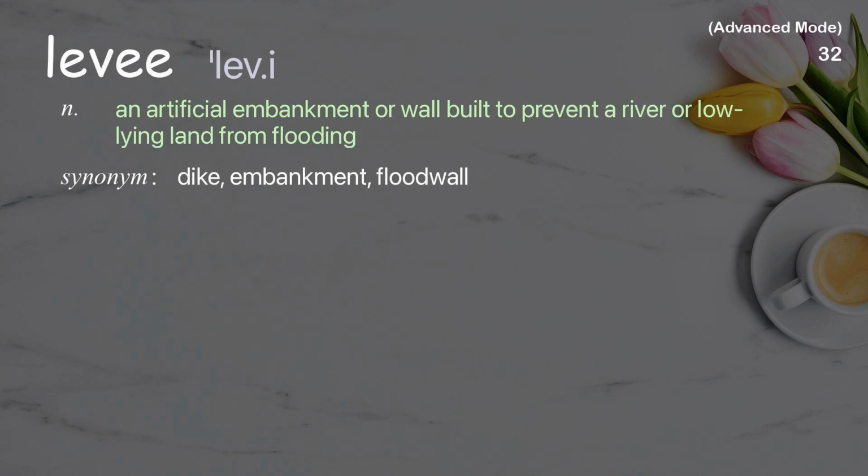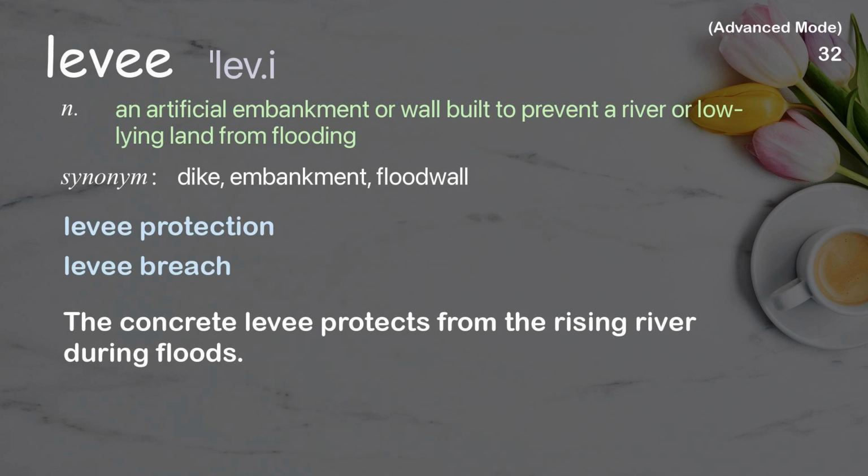Levee. An artificial embankment or wall built to prevent a river or low-lying land from flooding. Examples: Levee protection, levee breach. The concrete levee protects from the rising river during floods.